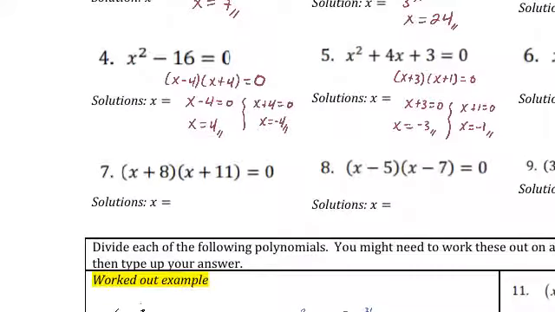For 7, 8, and 9, these are already factored out, so you just basically solve each separate one. So one of these is going to be x is equal to negative 8 from this factor, and this is going to be x equal to negative 11 from this factor on this side.